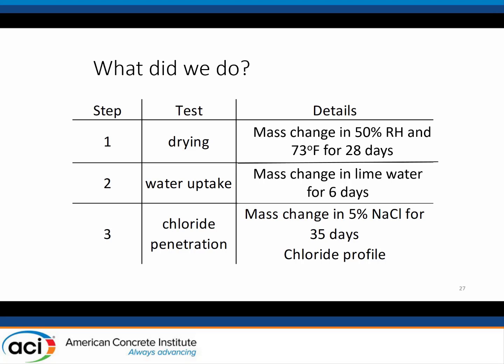That is the sound if you get close enough. If you get close enough, you can hear those pores, those straws sucking that water in. That's what's going to happen in stage two, and we're going to measure the mass change. Then we put it in some chloride solution, and we're going to look at what the chloride profile looks like after 35 days of ponding.